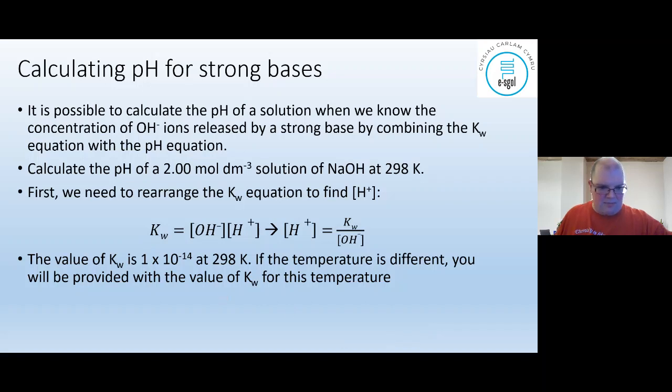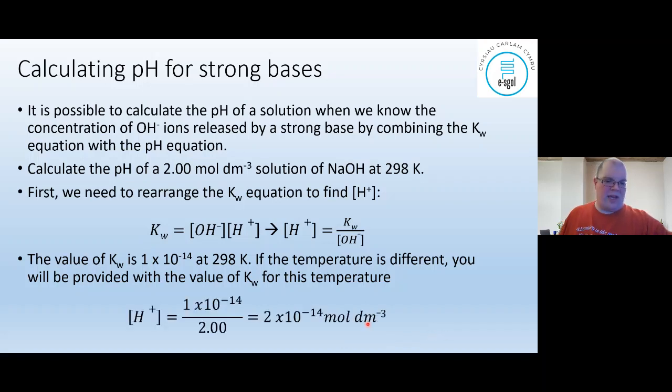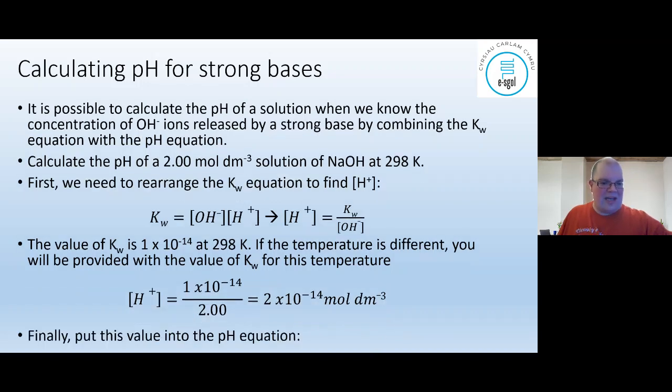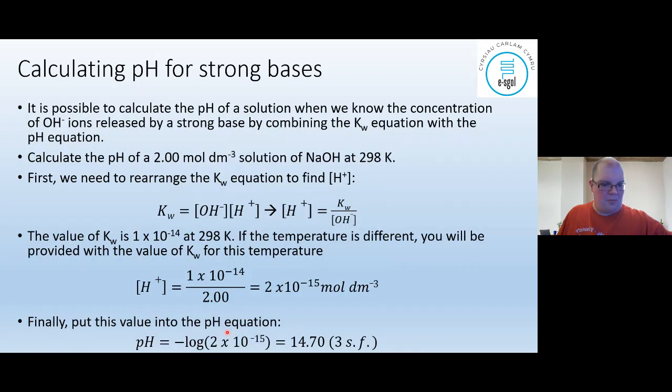Okay, so we work that out and we end up with a concentration of H plus for this solution as 2 times 10 to the minus 14 moles per dm cubed. Once we've got that, we put that into the pH equation, and there we go. Okay, so we end up with a pH of 14.70. So I'm going with very strong acids and alkalis today.